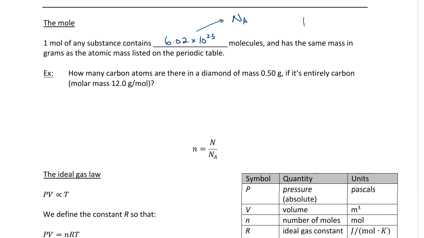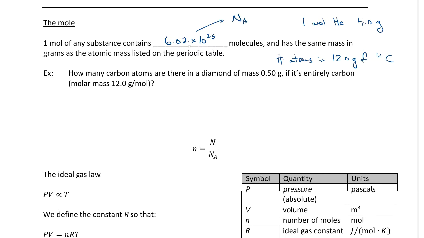For example, 1 mole of helium, if you look on the periodic table, helium has an atomic mass of 4. 1 mole of helium has a mass of 4 grams. And this works out because 1 mole is actually defined in terms of the number of atoms in 12 grams of carbon-12. And therefore the rest of the periodic table matches up as well.